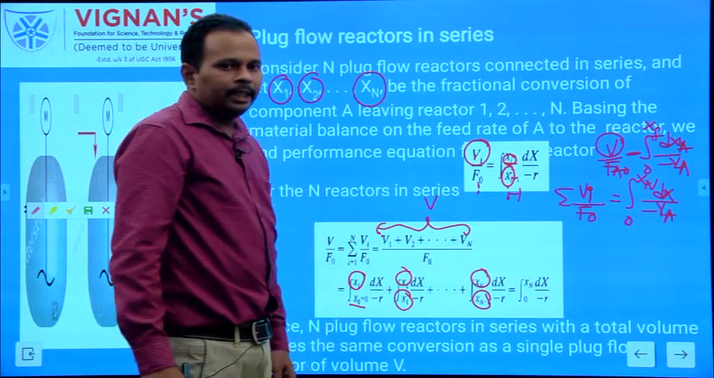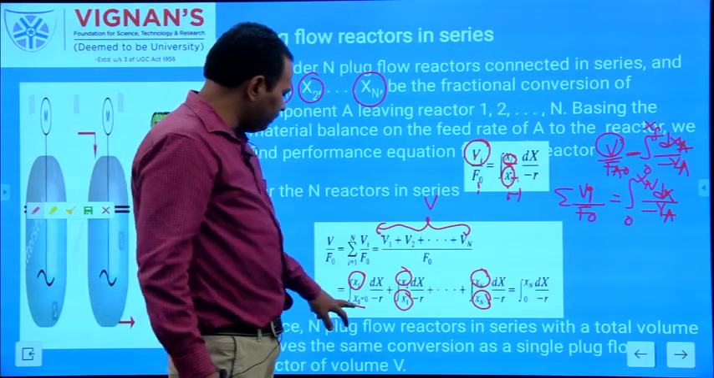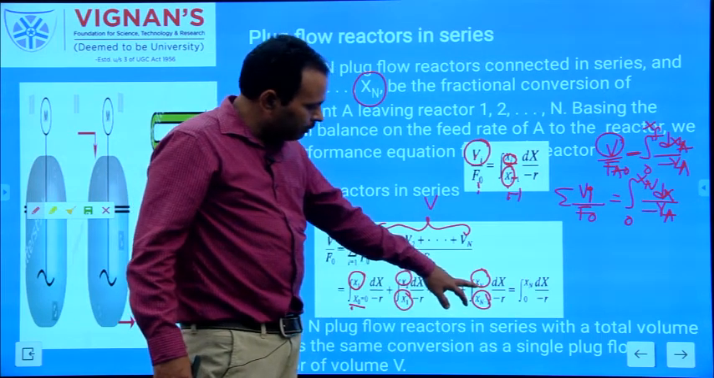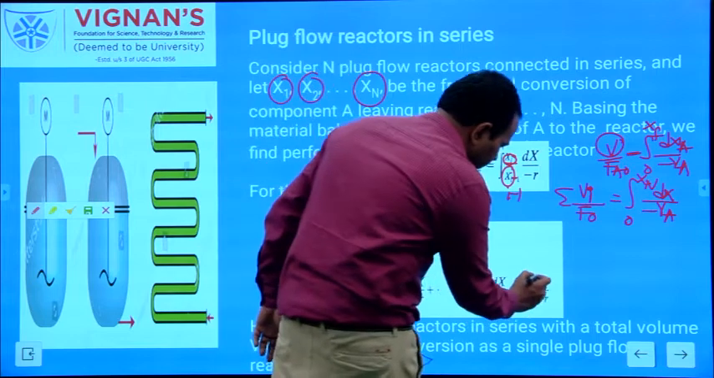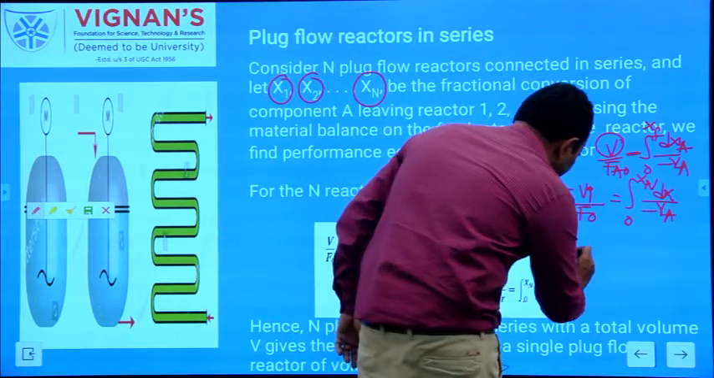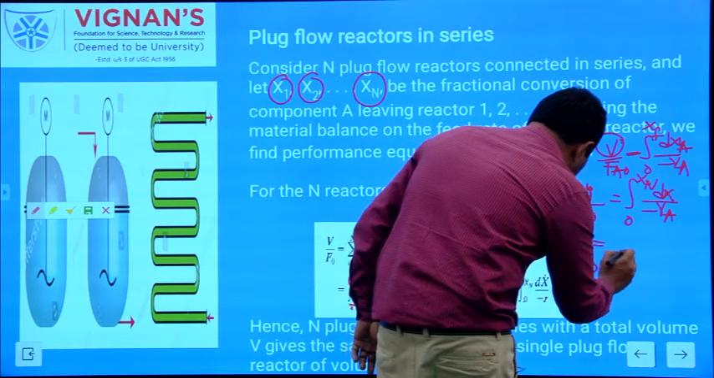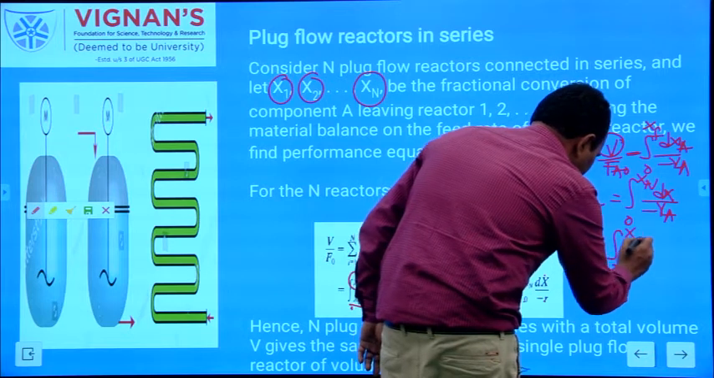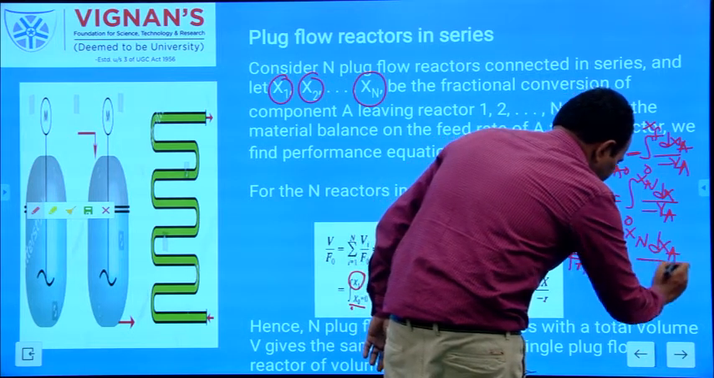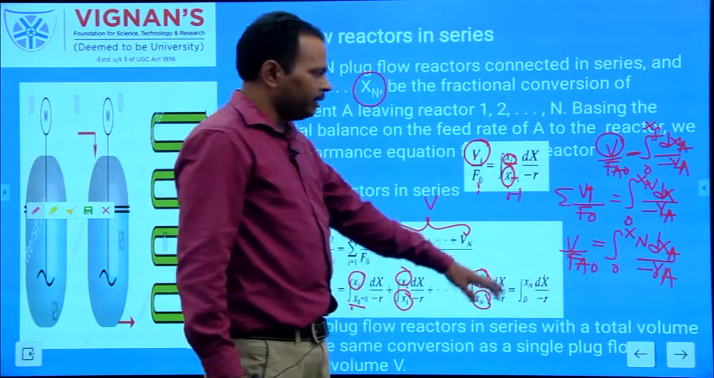From the addition theorem of integrals, when you combine all these integrals, what is the starting lower limit? 0. And the final upper limit is Xn. So it is the integral from 0 to Xn of dXA by minus R. The final equation can be obtained as V by F naught is equal to the integral from 0 to Xn of dXA by minus R. This is the final equation.